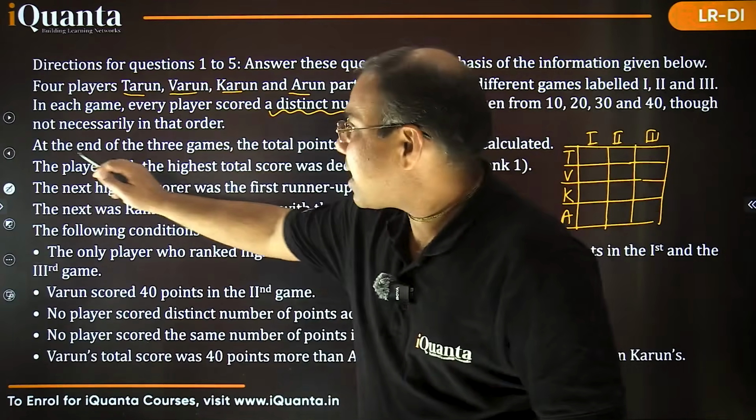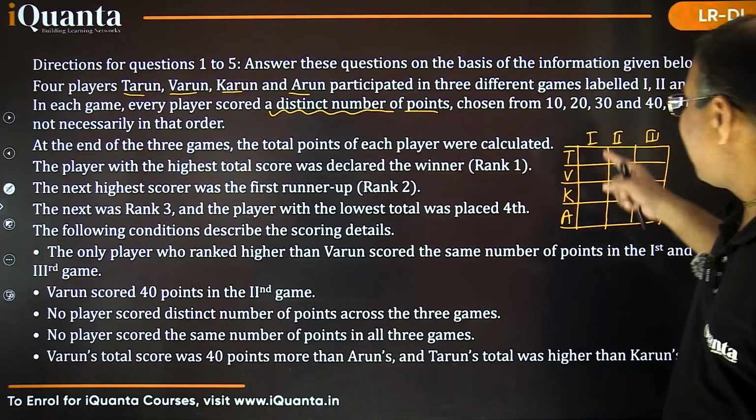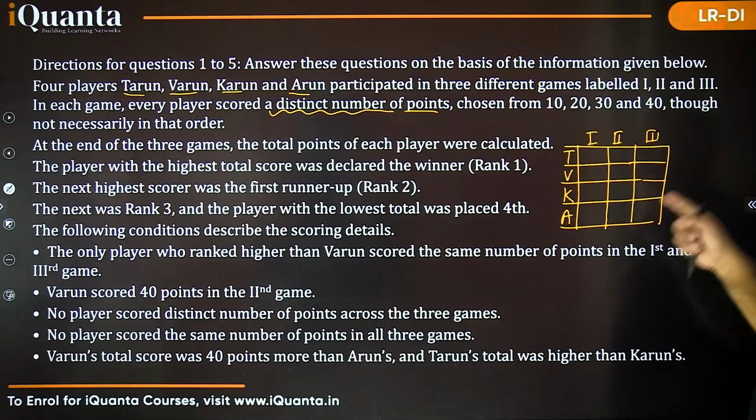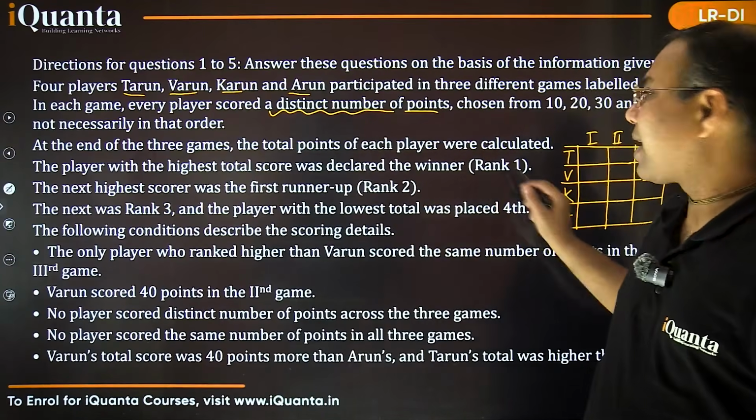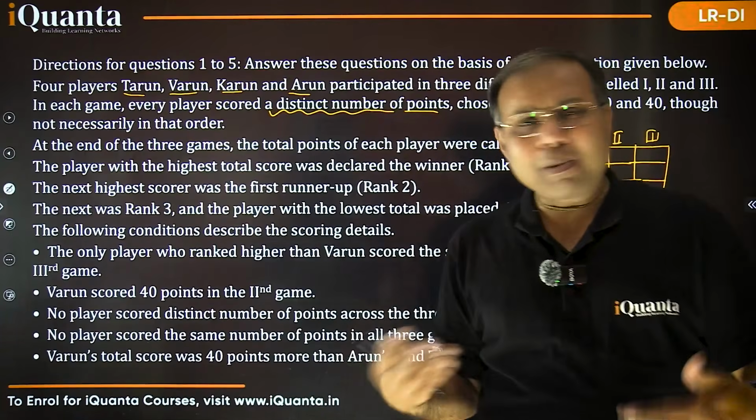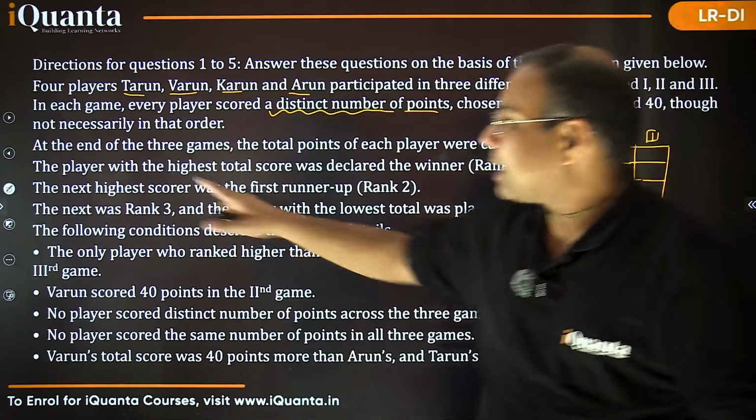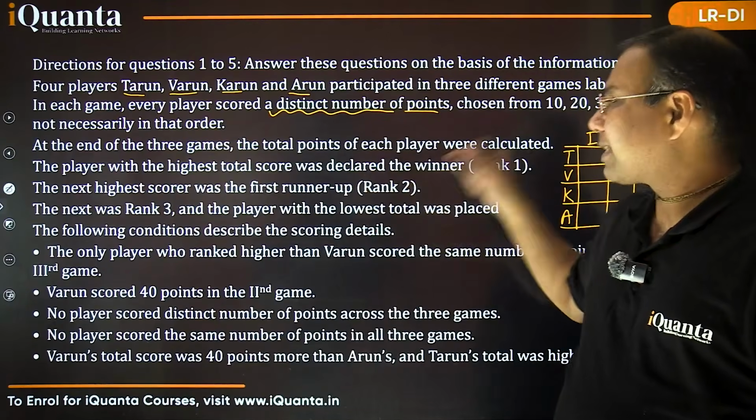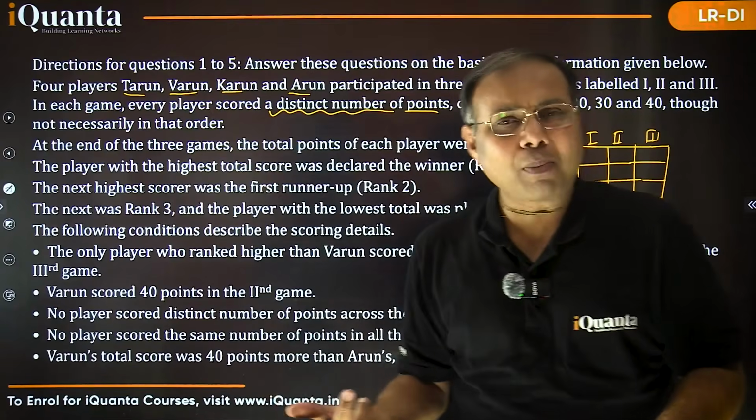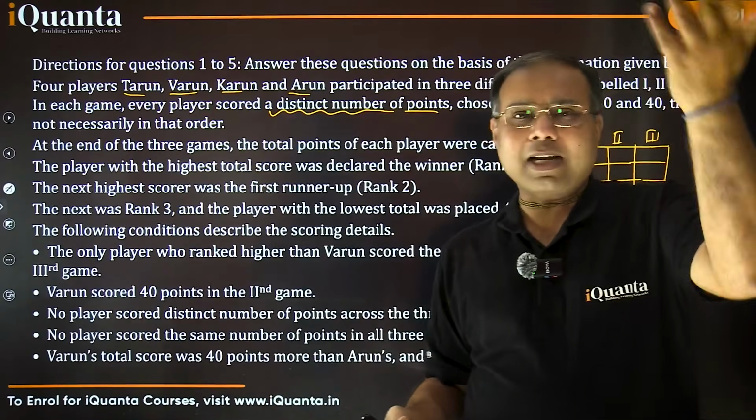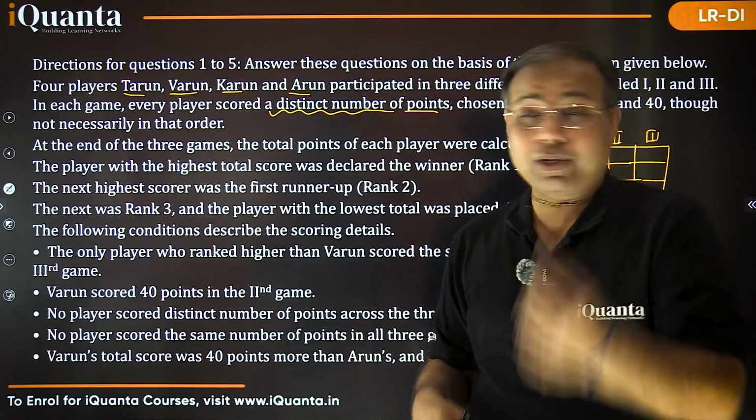Now, at the end of the 3 games, the total points of each player were calculated. The player with the highest total was declared the winner, rank 1. That's quite obvious. So it's a normal routine: whoever gets the highest total score is rank 1. The next highest scorer was the first runner-up, rank 2. The next was 3, and the player with the lowest score was 4. So whoever gets the lowest total will have the last rank, that is 4th rank.